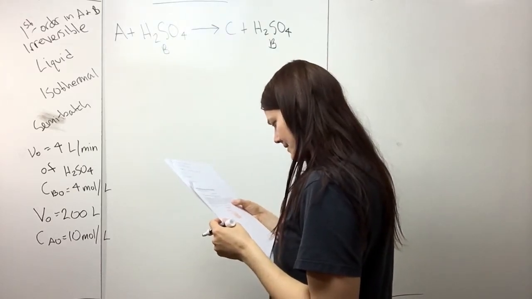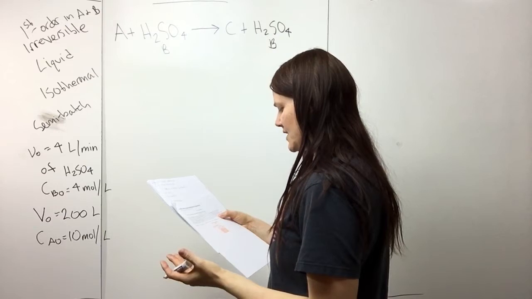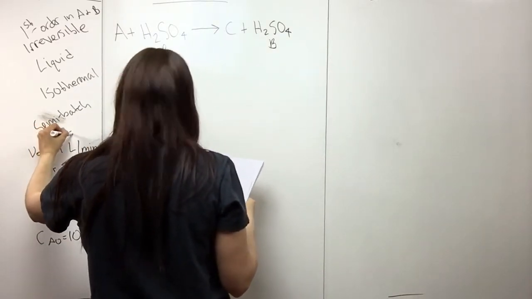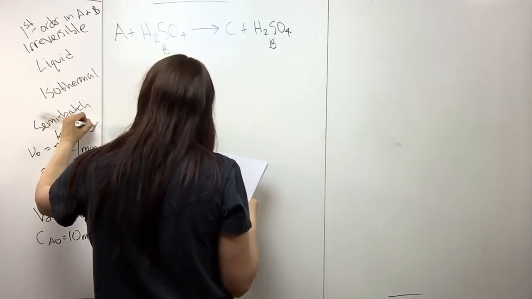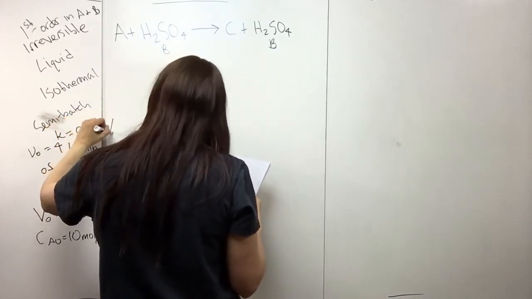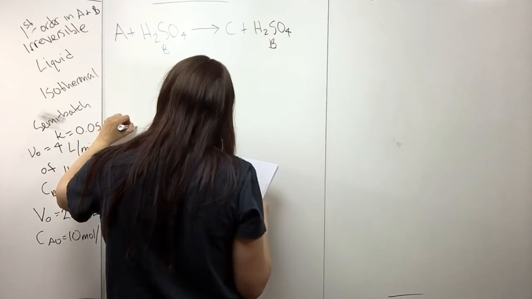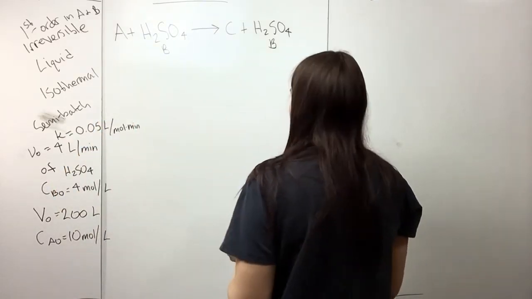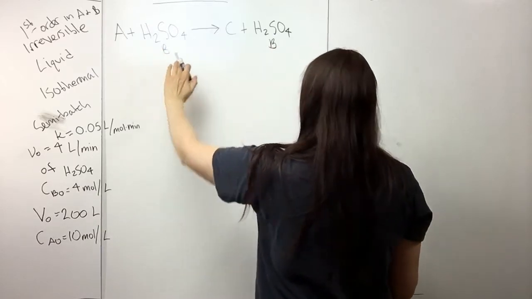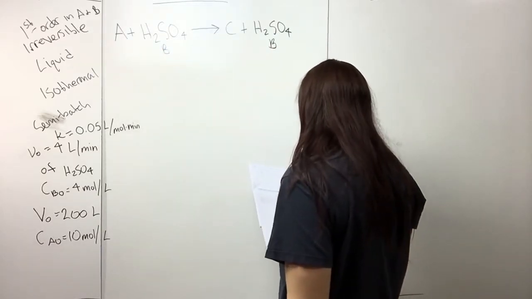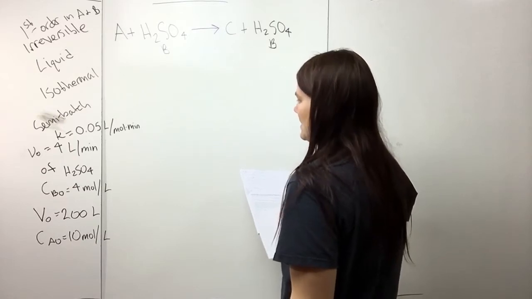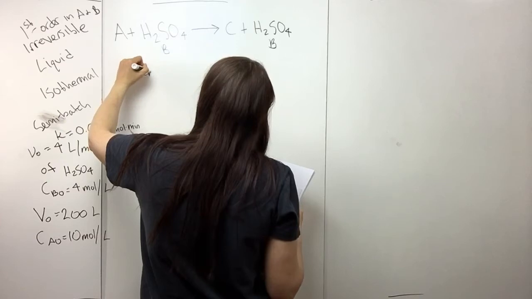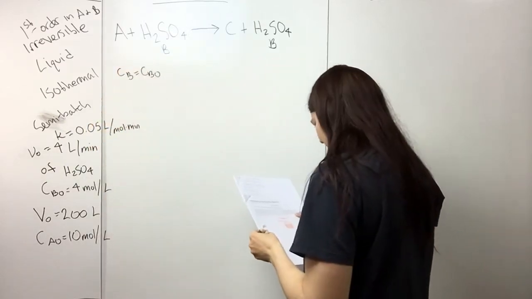And then it gives you the specific reaction rate. So K is equal to 0.05 liters per mole per minute. The catalyst is sulfuric acid, so B. It says that it's not consumed during the reaction. So from that we know that CB is equal to CB naught.